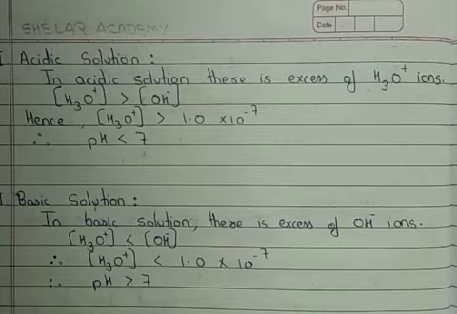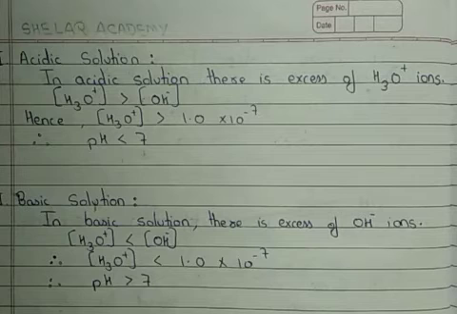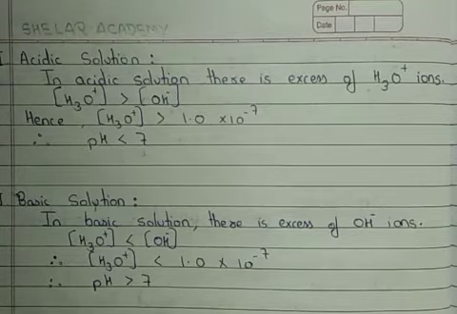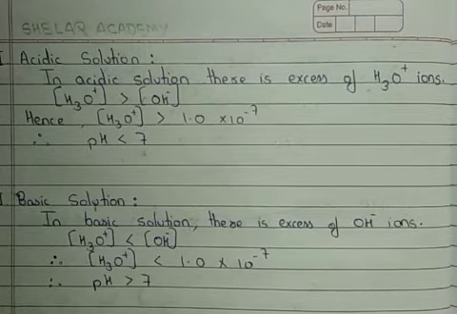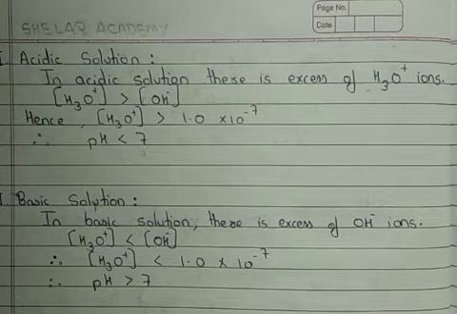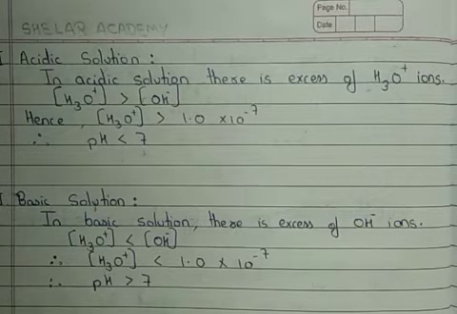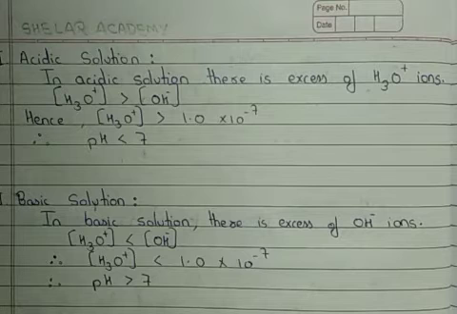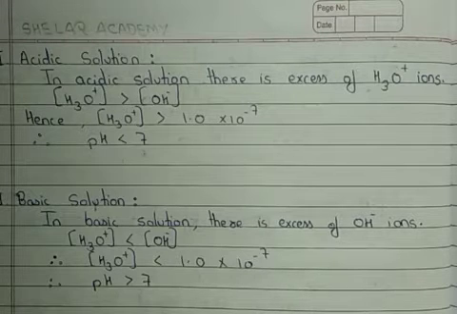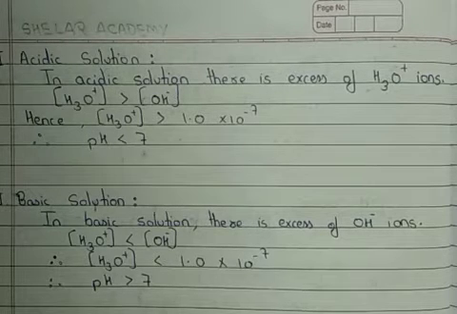If I have two solutions, one with pH 1 and the other with pH 3, the lesser pH value is more acidic. Whereas if I have two basic solutions, one with pH 8 and the other with pH 10, the one with the higher pH value will be more basic. So that is how we compare acids and bases on the basis of the pH value.